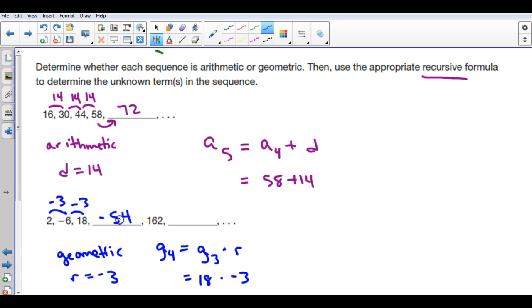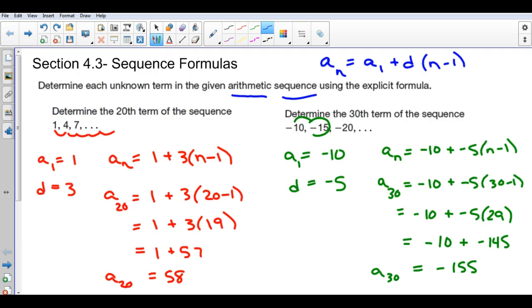And then if I were to take negative 54 and multiply by negative 3, you get 162. And then to figure out the blank after that, I'm going to multiply by negative 3 again, and that gives me negative 486. So again, recursive formula is just saying you're going to use a term before it. If it's geometric, you would use the term before it and multiply by a common ratio. If it's arithmetic, you take the term before it and you add the common difference. And that is it.